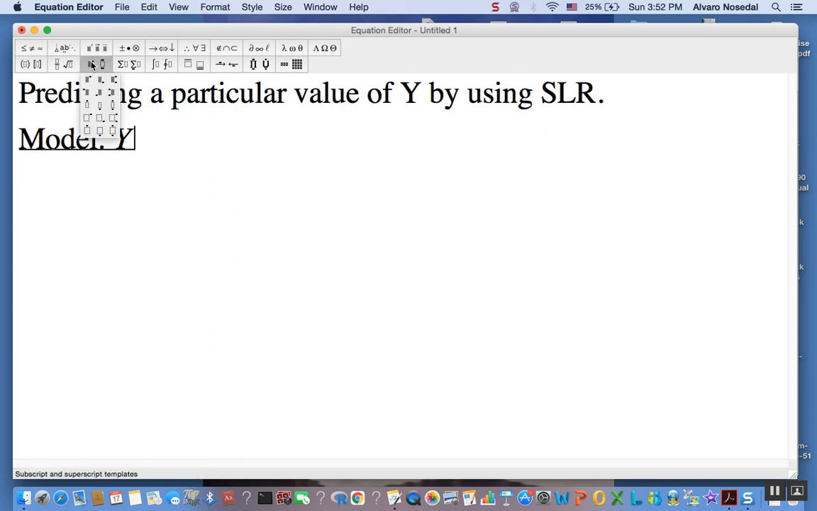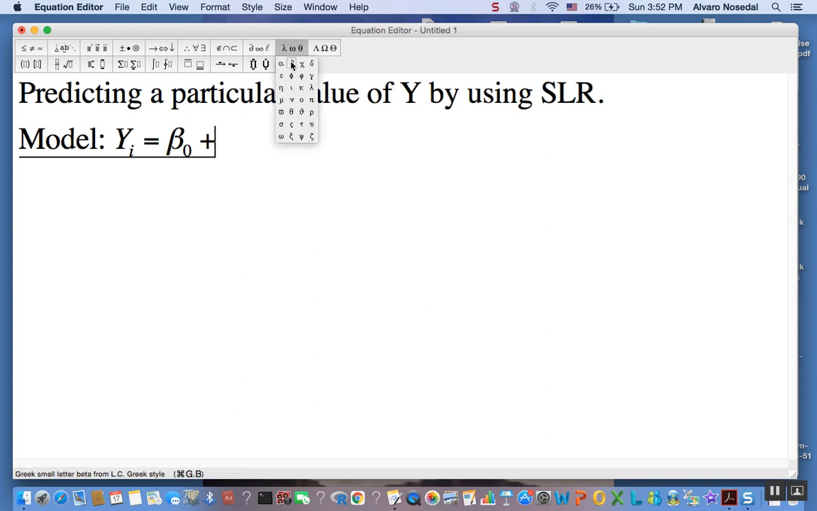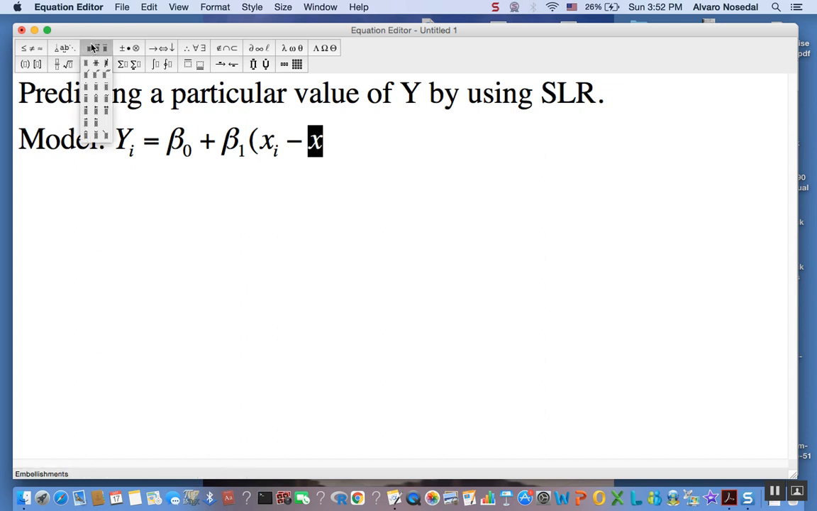Yi, our response variable, will be beta 0 plus beta 1 times xi minus x bar, plus a random fluctuation, our epsilon i, relative to that ith observation.